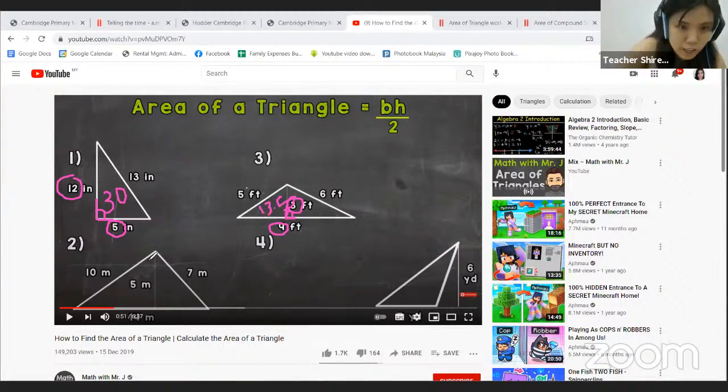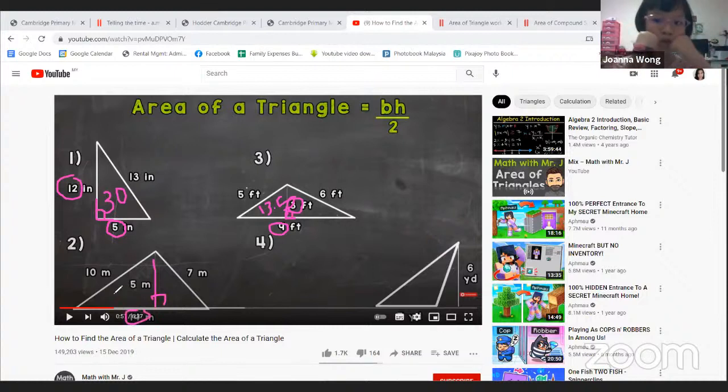Now you see this L shape, with the straight line here. So you take 14 times 5, which gives you 70, divided by 2. So it's 35.